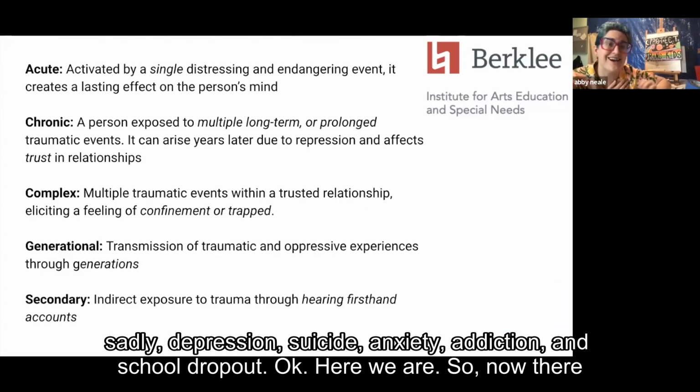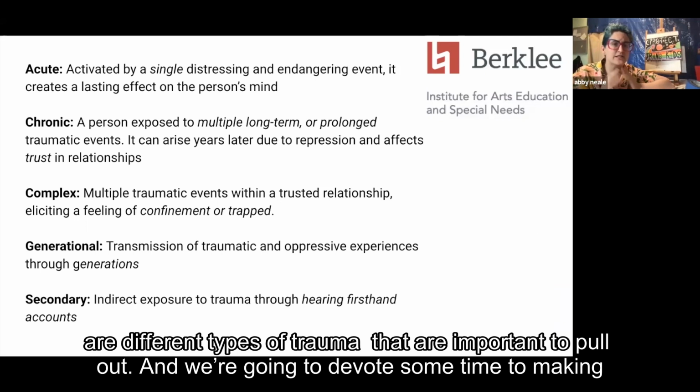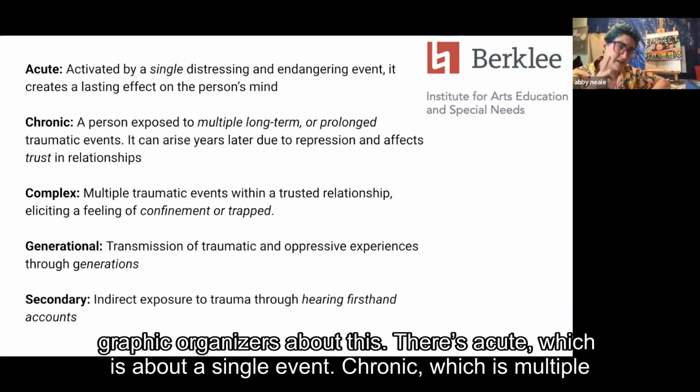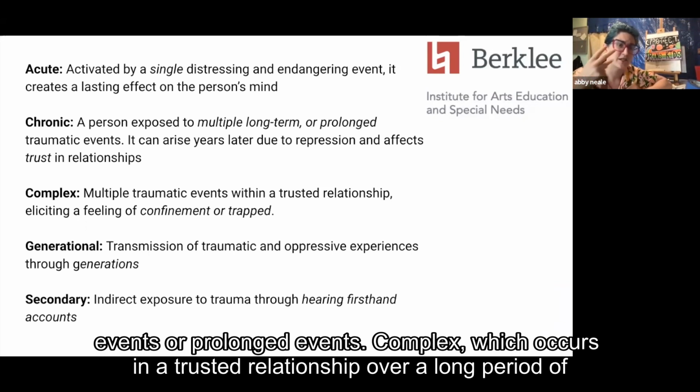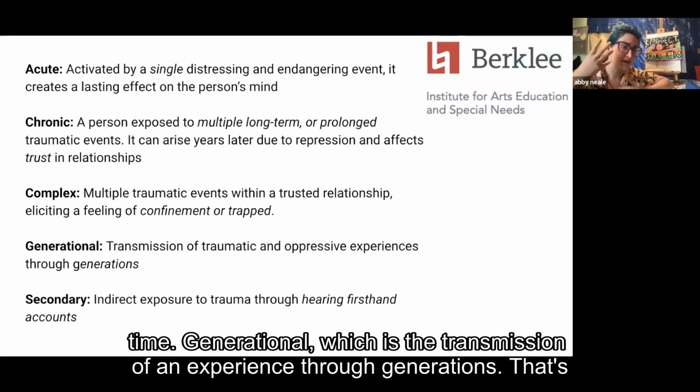Okay, here we are. So now there are different types of trauma that are important to pull out, and we're going to devote some time to making graphic organizers about this. There's acute, which is about a single event. Chronic, which is multiple events or a prolonged event. Complex, which occurs in a trusted relationship over a long period of time. Generational, which is the transmission of an experience through generations.